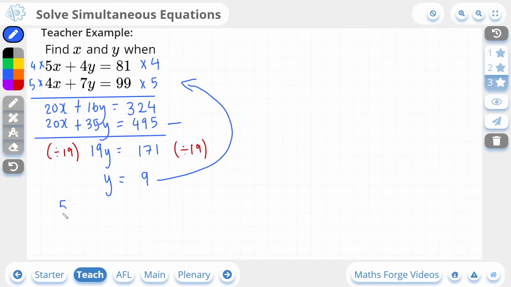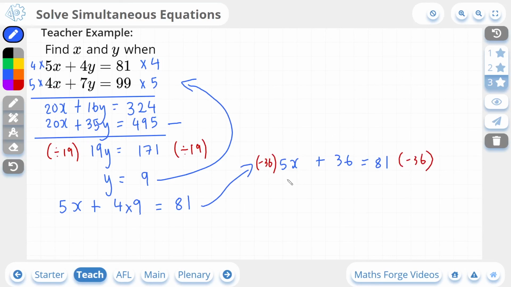So I'm going to write my first equation out, 5x plus 4y, but instead of the y, I'm going to write down the value we found for it, which is 9, and this is equal to 81. Simplifying this gives us 5x plus 36 is equal to 81. Rearranging for x now, we're going to subtract 36 from both sides. This now gives us 5x is equal to 45. And now to rearrange for x, the final step is to divide by 5. Since we have 5 times x, I'm going to divide by 5 on both sides.